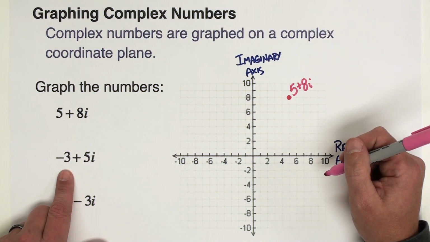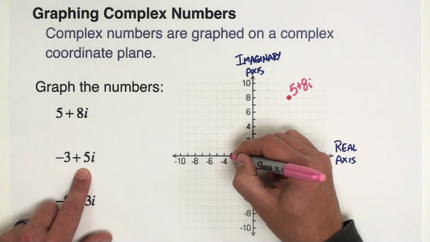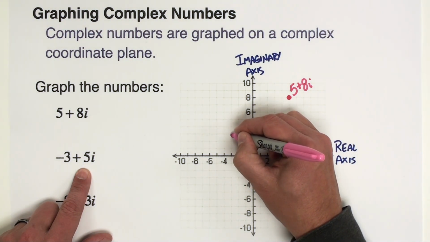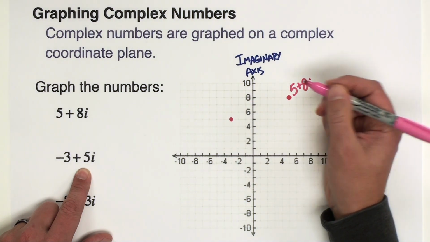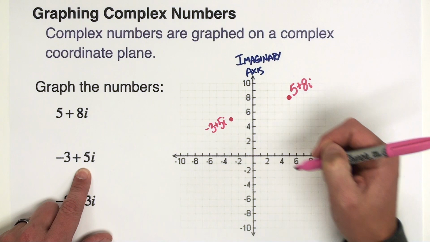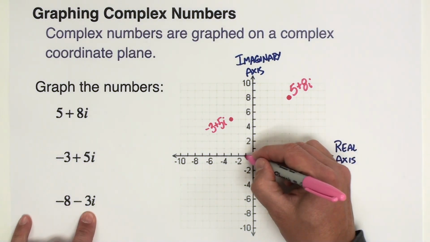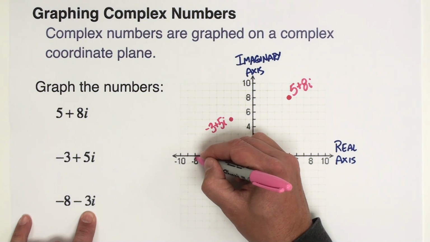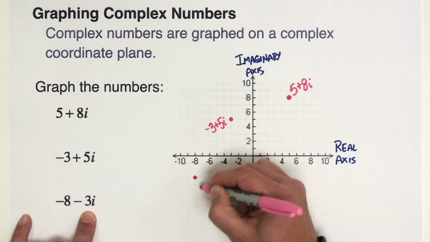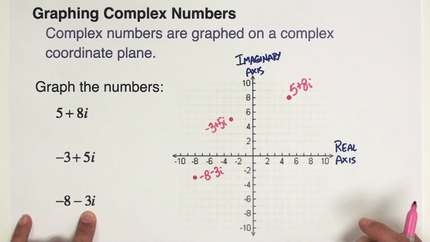If I want to plot -3 plus 5i, I would go to -3 on the real axis and 5 on the imaginary axis. There's negative 3 plus 5i. If I want negative 8 minus 3i, I would go negative 8 in the real direction and negative 3 in the imaginary direction. And there's negative 8 minus 3i.